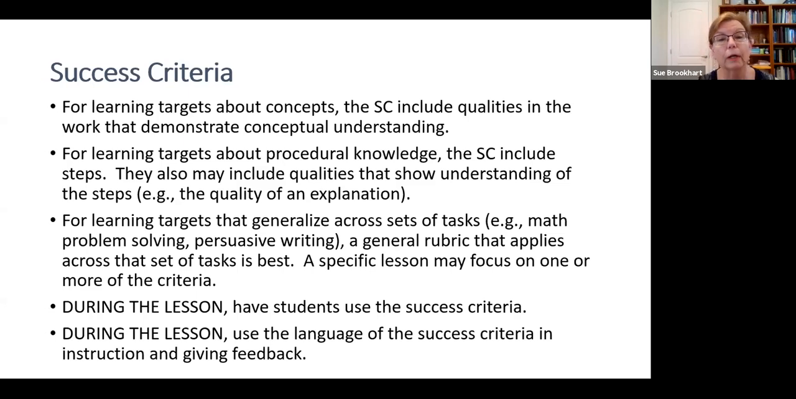If there are learning targets that generalize across a set of tasks, like the math problem solving one I just showed you, a general rubric is better than new success criteria for every lesson, because the kids will eventually internalize those criteria. But you don't have to focus on the whole rubric for every lesson. You may pick one criterion to focus on. Today we're talking about good explanations.